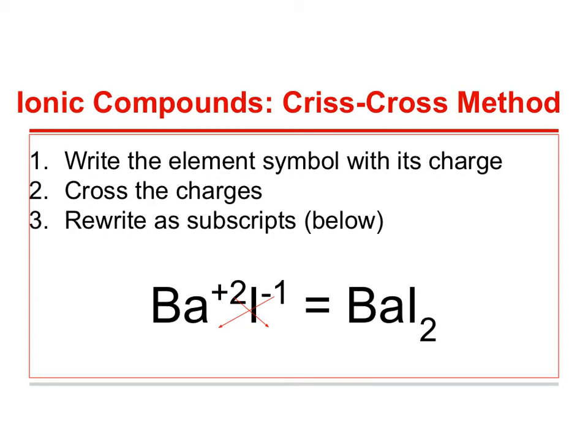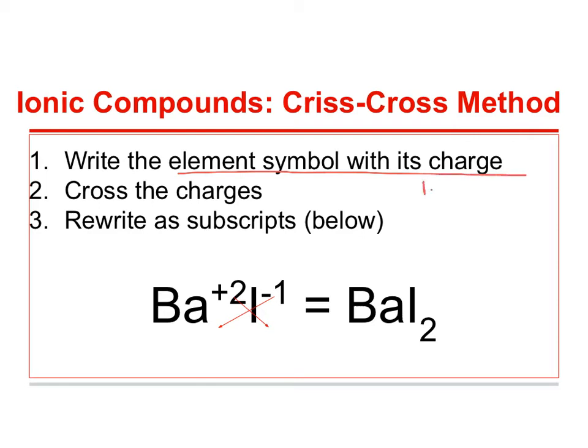Okay, you guys, let's look at a shortcut to making ionic compounds. So far we have drawn the pictures, but today we are going to be using something called the crisscross method. There are 3 steps, and you've got a place in your notes to write these 3 steps. First, you're going to write the element symbol with its charge. And the way to find the element symbol with its charge is a 3-step process.